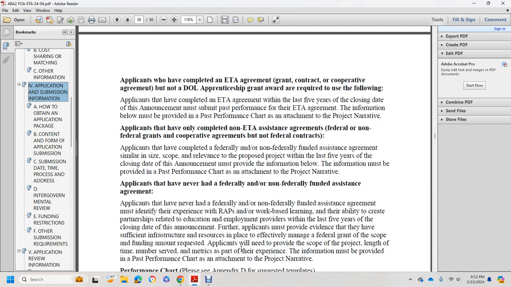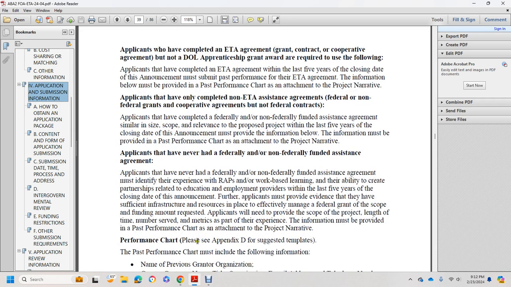Applicants will need to provide the scope of the project, length of time, number served, and the metrics as part of their experience. Information must be provided in the past performance charts as an attachment to the project narrative. Performance charts: please see Appendix D for the suggested template.